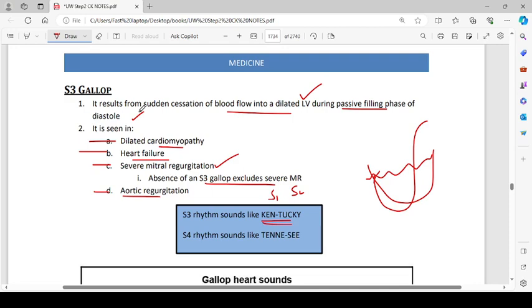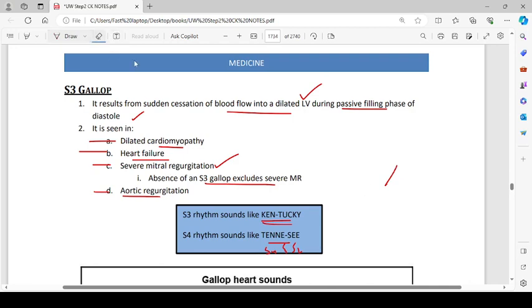Just keep one mnemonic, don't mess your brain with a lot of mnemonics, so that you don't forget what the mnemonic stands for. The second is S4 rhythm. S4 rhythm sounds like Tennessee, which means S4, S1, and S2. The Sketchy mnemonic is, they draw a stiff chair, so they say a stiff chair, like S4, S1, and S2. So just make a mnemonic out of that.